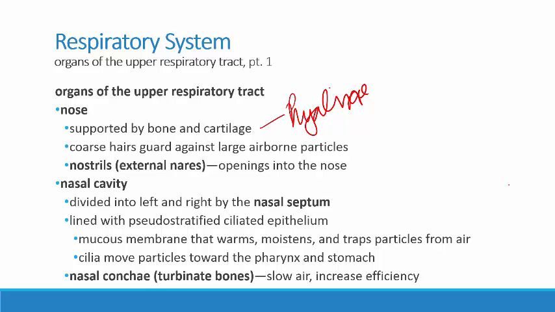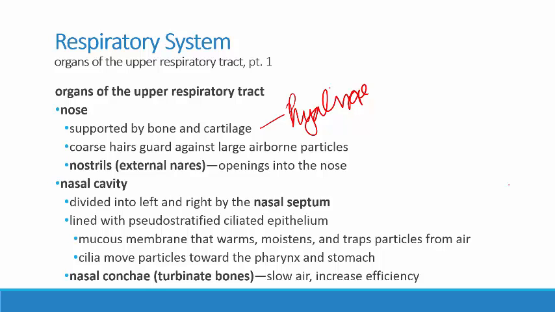Okay, and by the way, if you're looking in your book, we are on page 732, that's figure 19.2, and figure 19.1 is also helpful for this part of the chapter. So you can trace your way through the upper respiratory system using those 2 figures.